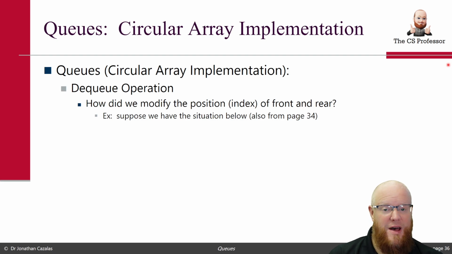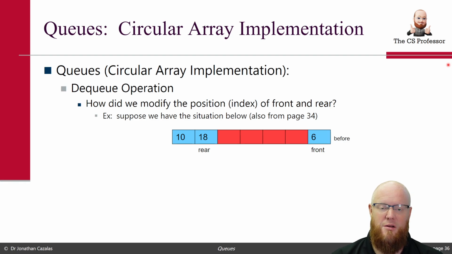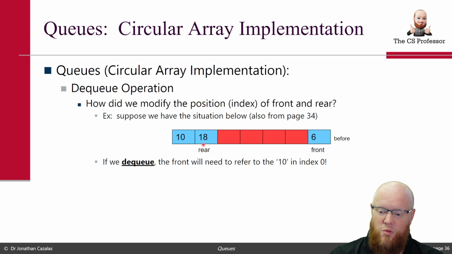So how did we modify those positions of the front and the rear index? Consider this situation here. This is from page 34 previously. If we have the front at the last index, and let's count this over: index 0, index 1, index 2, 3, 4, 5, 6. So the front variable is currently storing a value at index 6, and the rear is at index 1. So we have the value 6 at index 6, and then we have the value 18 at index 1, which is the rear.